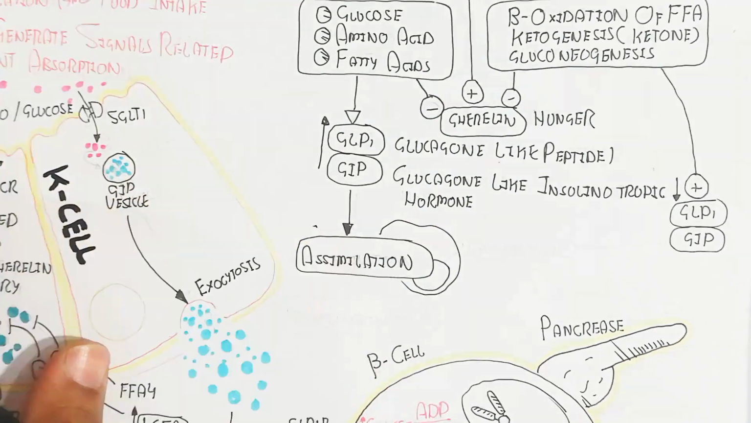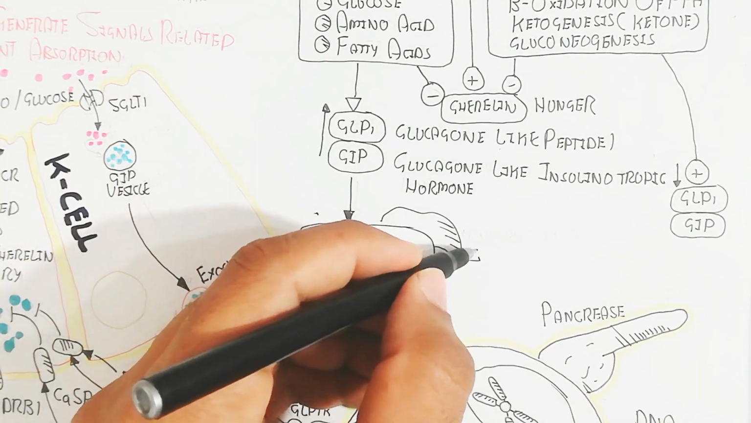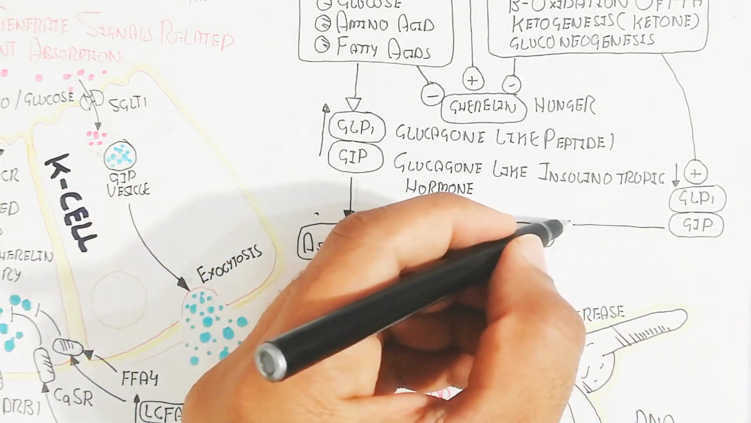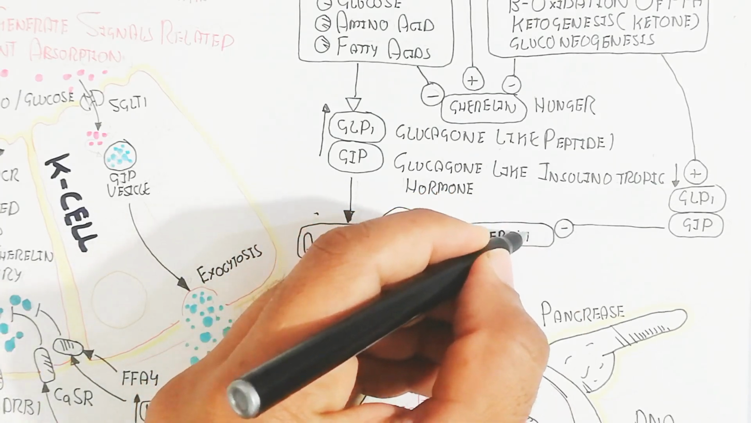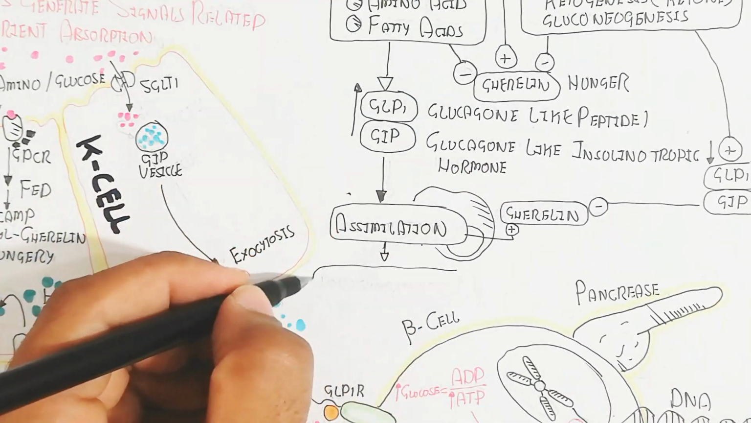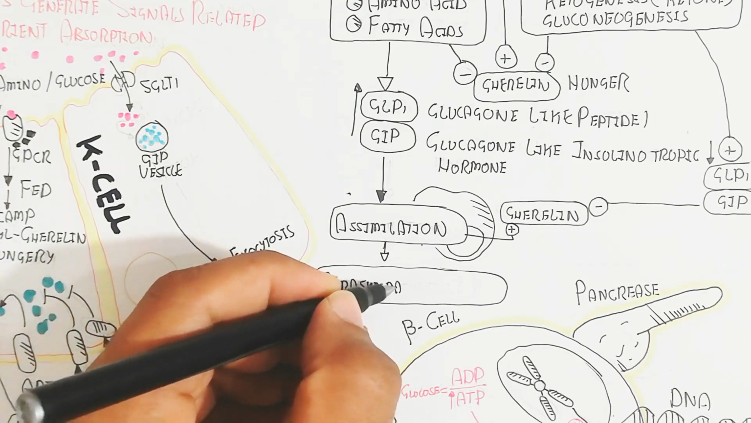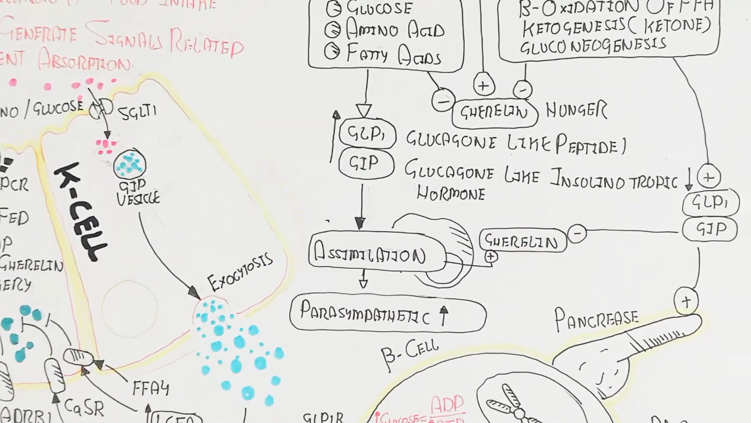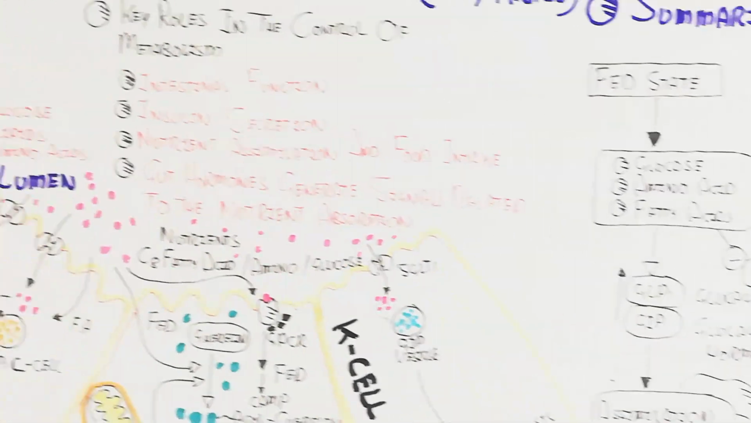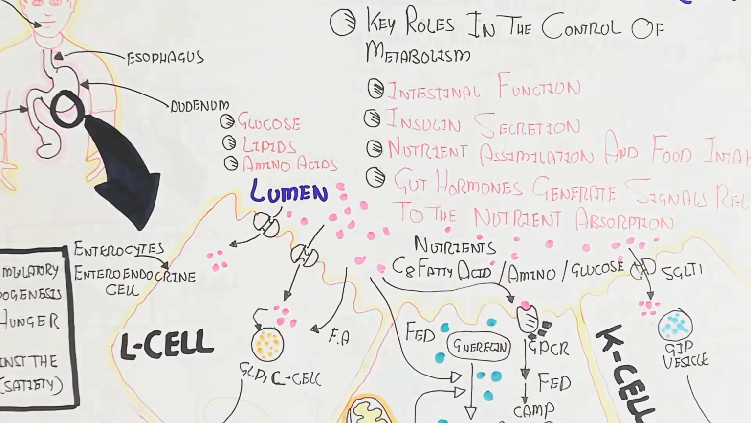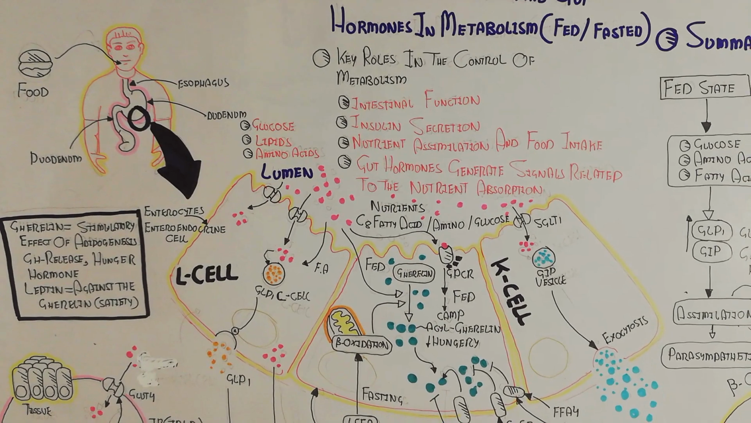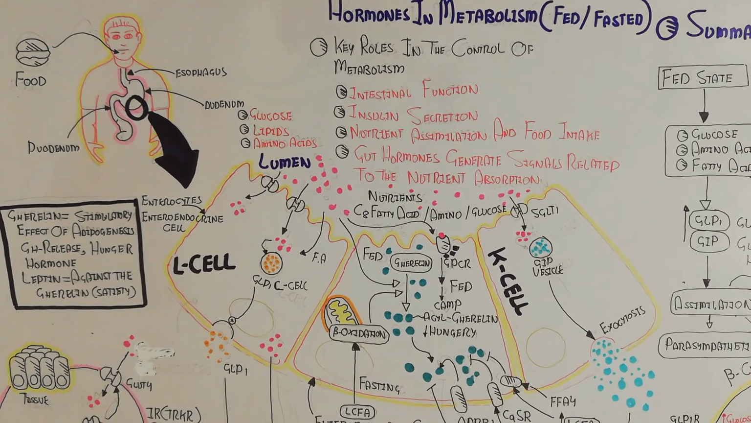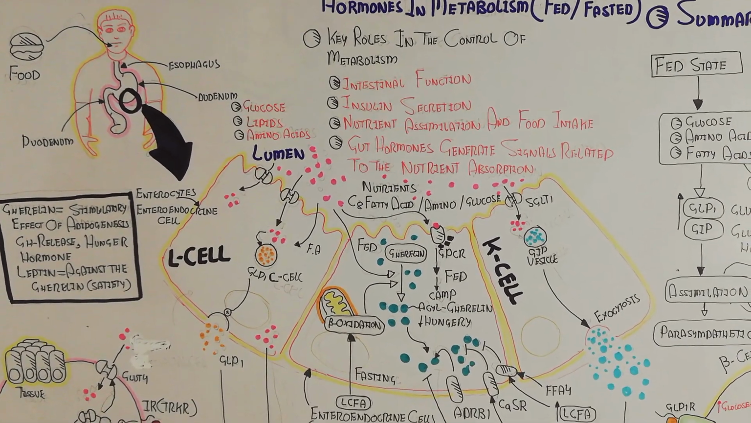GLP-1 and GIP are responsible for the assimilation due to the production of insulin. After this assimilation, the ghrelin will be triggered after the complete assimilation, leading again to appetite. While the GLP-1 and GIP that trigger the pancreas will decrease due to the fasted state, so the ghrelin inhibition will occur. And in this way, the parasympathetic nervous system increases.